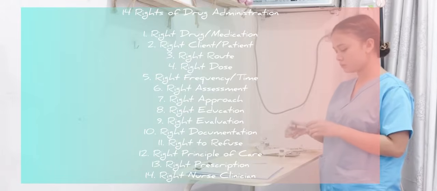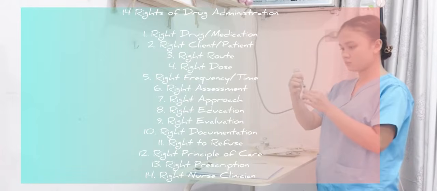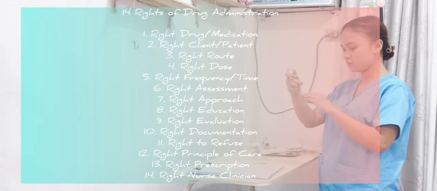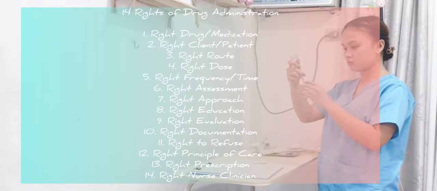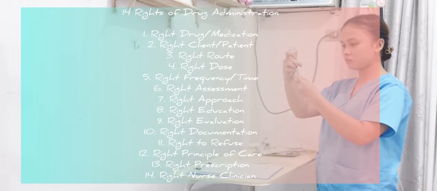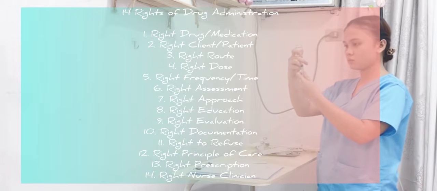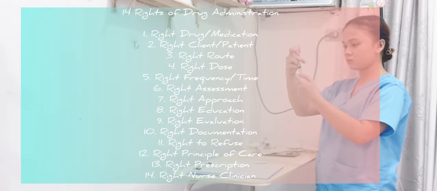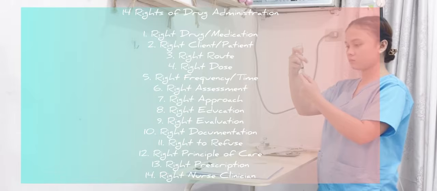So the 14 rights of drug administration includes right drug, right client or patient, right route, right dose, right frequency or time, right assessment, right approach, right education, right evaluation, right documentation, right to refuse, right principle of care, right prescription, and right nurse clinician.